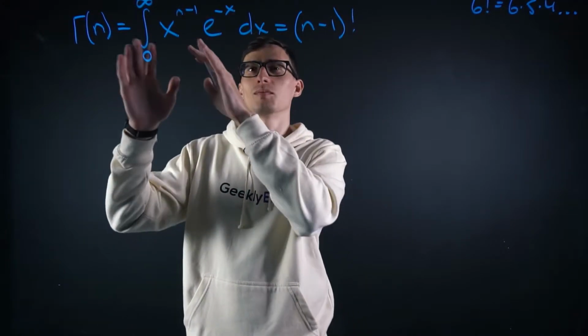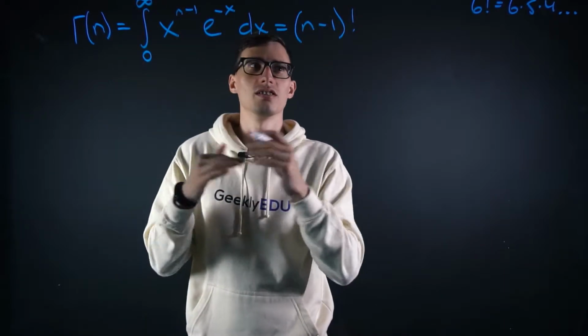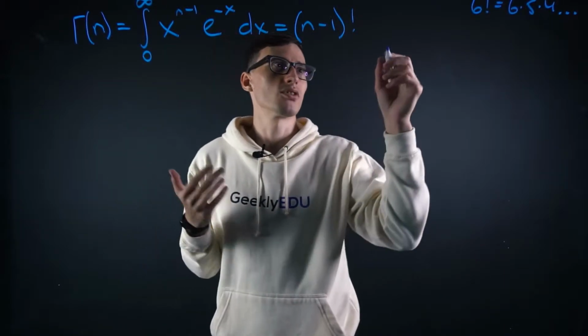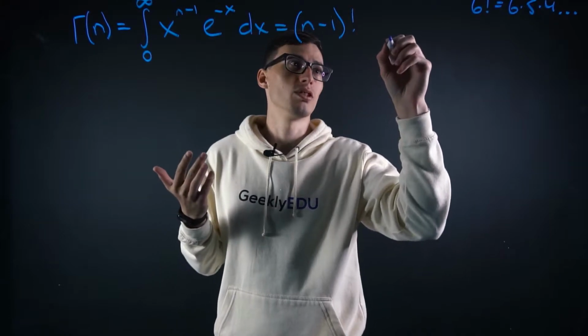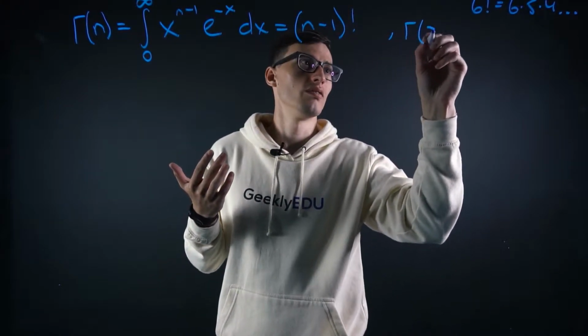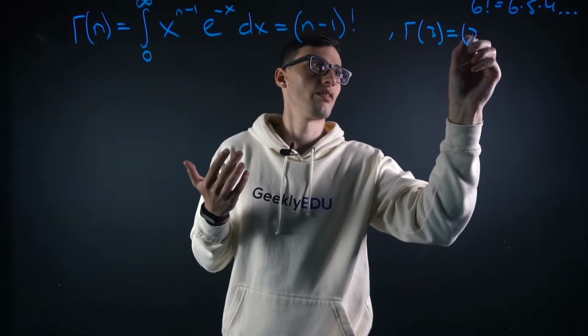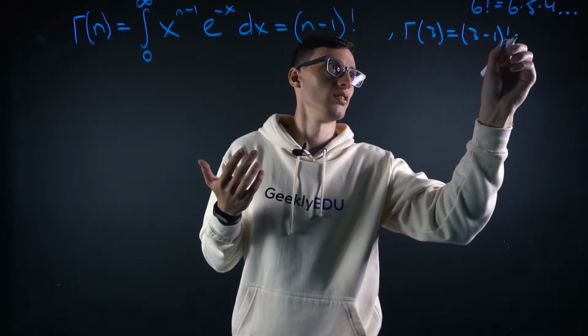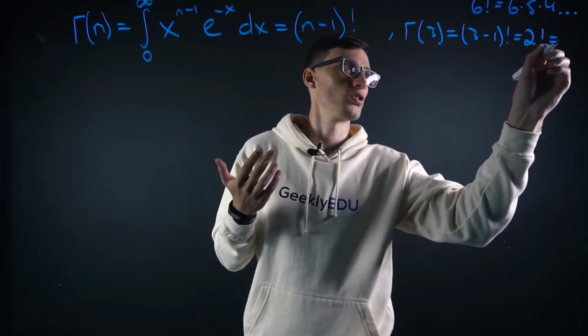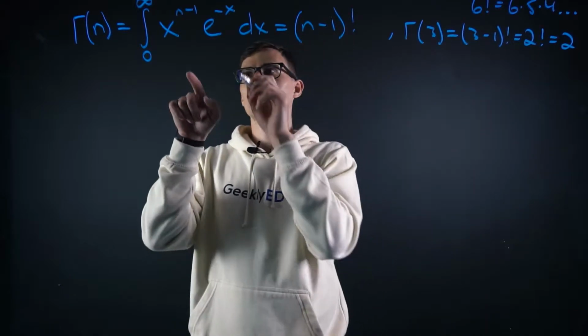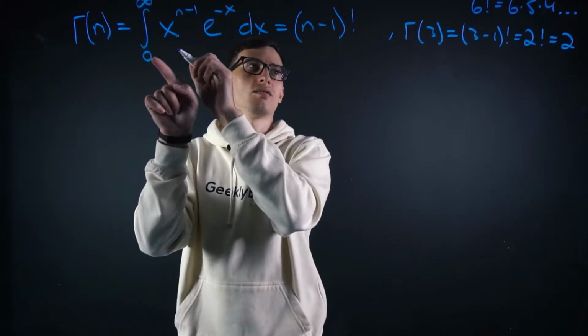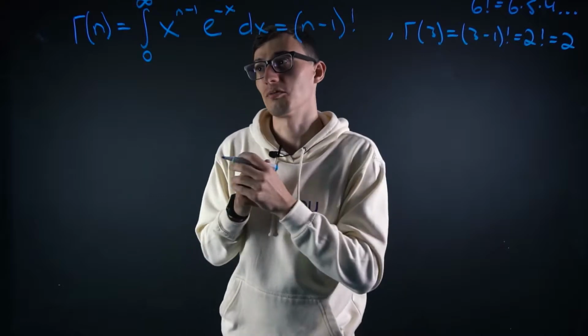So let's give it a try. Let's plug in a number, calculate this crazy integral and see if we get what we want. So let's try 3, gamma of 3. We want gamma of 3, and that means 3 minus 1 factorial, which is 2 factorial, which is 2. So if we plug in 3 to this whole mess, we should get 2. Let's see if we're right.